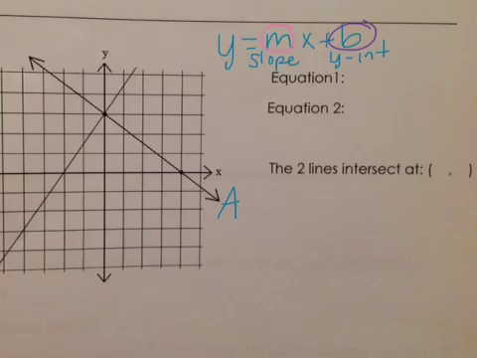Now I'm going to find the y-intercept first because I think that's the easiest part of the equation to do. I'm going to write my outline: slope plus the y-intercept. Now on my graph I see that line A intersects the y-axis at 3, positive 3. So my y-intercept is 3. And now I need to find my slope.